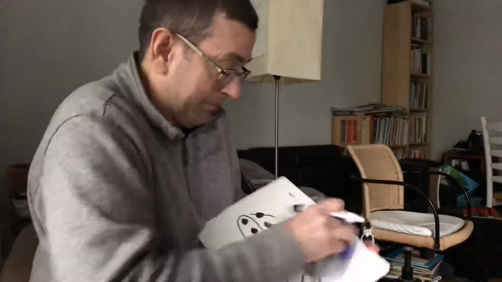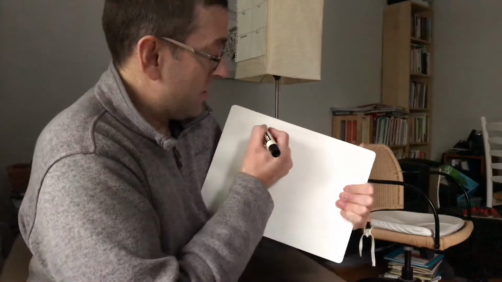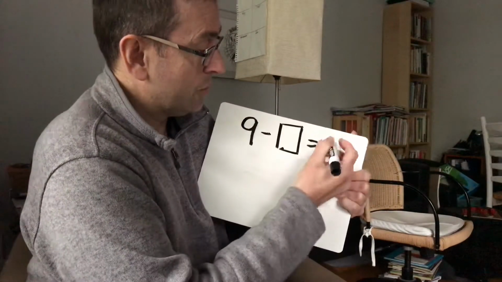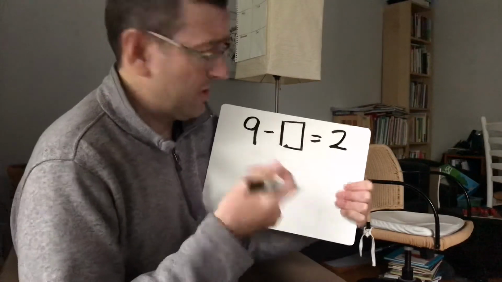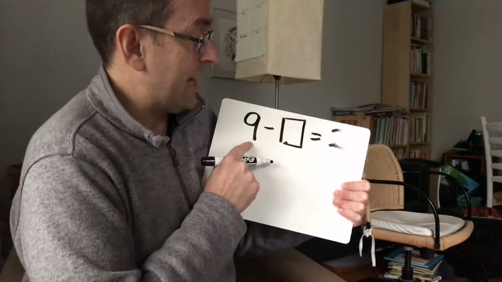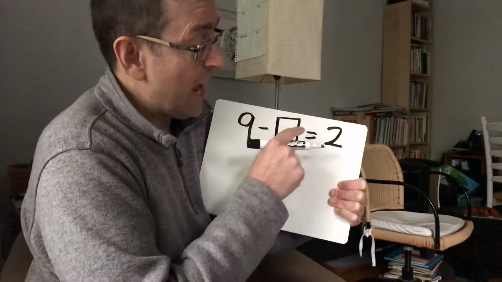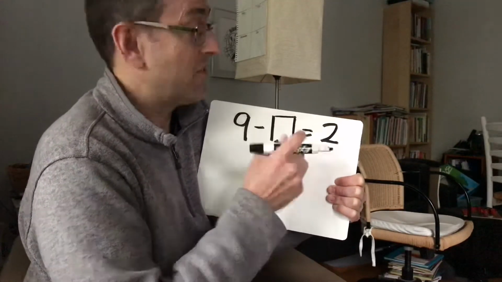Let's do another one. Say the problem is 9 minus blank equals 2. Again, I like to imagine the numbers mean something. So in this problem, I'm going to say they're flowers. I have 9 flowers. Minus means I give away some of my 9 flowers. And then equals means, oh, I have 2 that are left after I give some away.